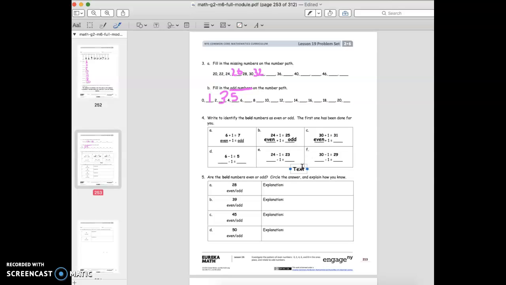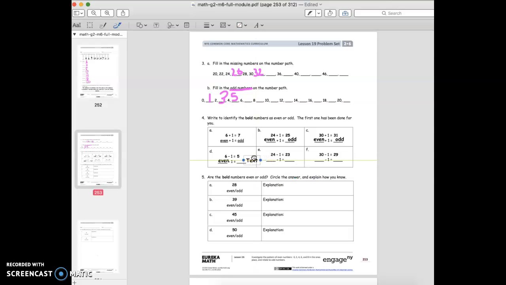Even plus 1, 30 plus 1 is 31. We have a 1 in the ones place, which means it's odd. It's still the same rule. Now let's look down here. Let's see if anything changes. We have 6, which is an even number. So we have even minus 1 equals 5.